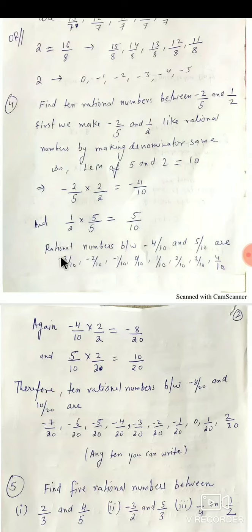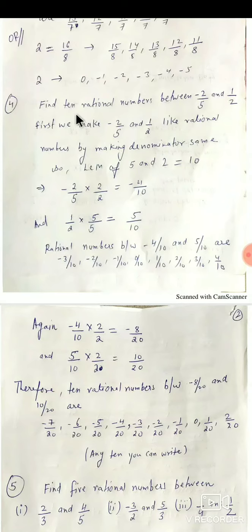Now I can write the rational numbers between them. This minus 4 by 10 is equivalent to minus 2 by 5, and this 5 by 10 is equivalent to 1 by 2. The rational numbers I can write down are minus 3 by 10, minus 2 by 10, minus 1 by 10, 0 by 10, simply 0 can also be written, 1 by 10, 2 by 10, 3 by 10 and 4 by 10. But if you count, 1, 2, 3, 4, 5, 6, 7, 8, I can write only 8 rational numbers.